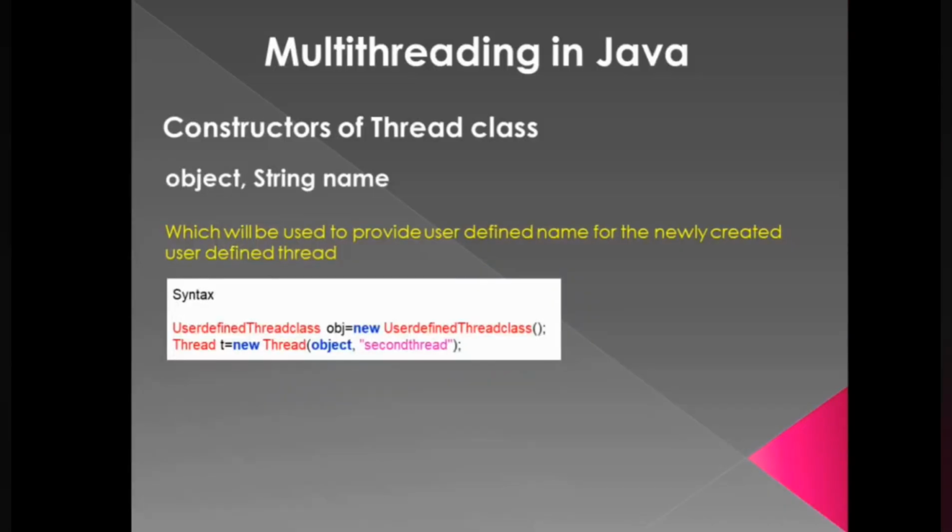Next one we have Thread(Object, String name), which can be used to provide a user-defined name for a newly created user-defined thread. Here we have the syntax: UserDefinedThreadClass obj = new UserDefinedThreadClass(); Thread t = new Thread(obj, "second thread"). So I hope that is clear. Let's move to the next slide.